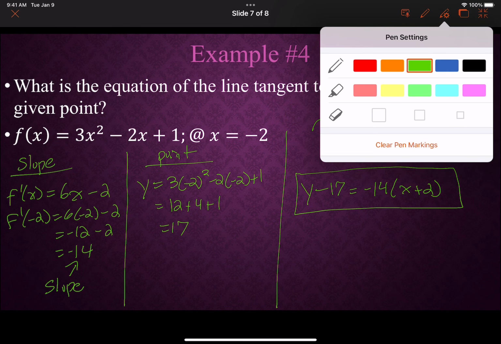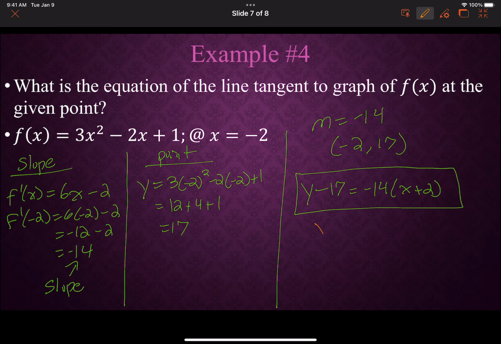In this particular case, all the numbers are nice integers. It would not be that challenging to have distributed the negative 14 and then add the 17 over to say negative 14x minus 11 would be the slope of this particular line. That would not be wrong to have done. And it's totally up to you whether you need to go that far.